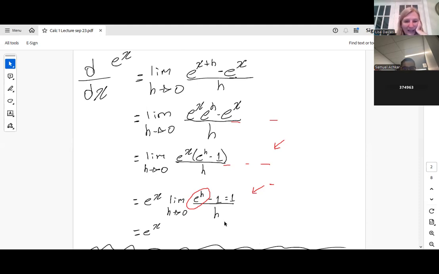It's just this e to the h minus 1 equals 1 that I'm having a bit of a hard time with right now. I'm not sure how he gets that e to the h minus 1 equals 1. That would give e to the h equals 2, and we don't have h.